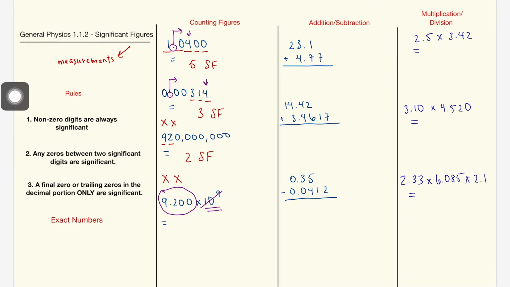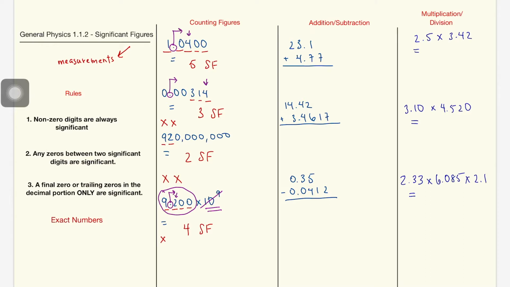Looking at the rules, the first one, non-zero digits are always significant, so that gives us 2. Any zeros between them are significant, but since there aren't any, we can ignore this rule. And any trailing or final zeros in the decimal portion. Since 2 is the last significant figure in the decimal portion, there are 2 zeros after it. Therefore, there are 2 additional significant figures, for an overall tally of 4 significant figures.